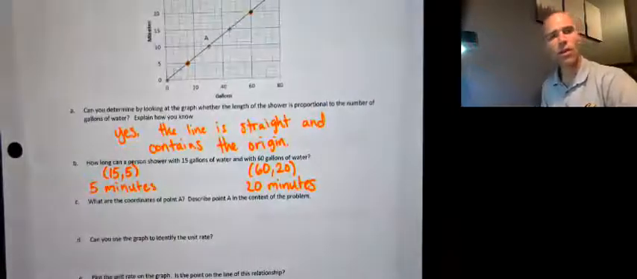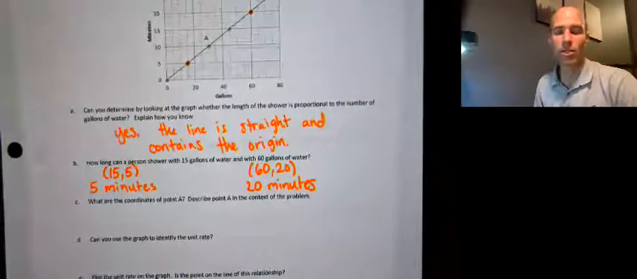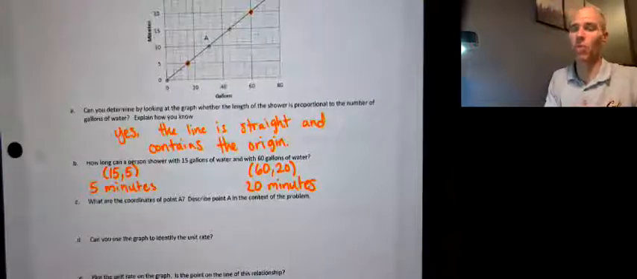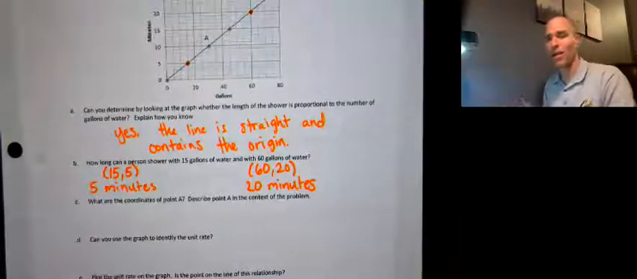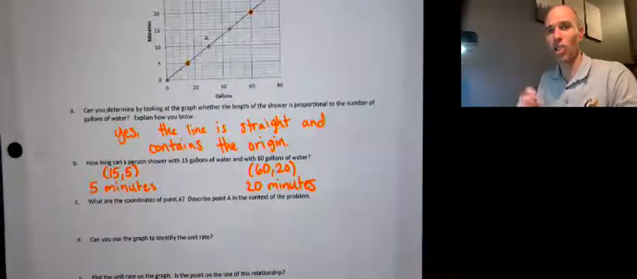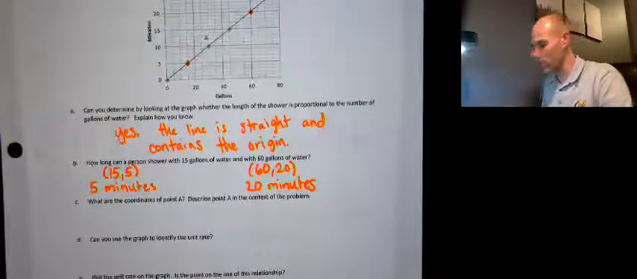Next, it asks, what are the coordinates of point A? Describe point A in the context of this problem. That means you got to refer back to what this problem is about. It's about gallons, and it's about water. It's about how long you can take a shower for with certain numbers of gallons. So your answer has to be in words. It says something about those things, showing that you know what these points mean.